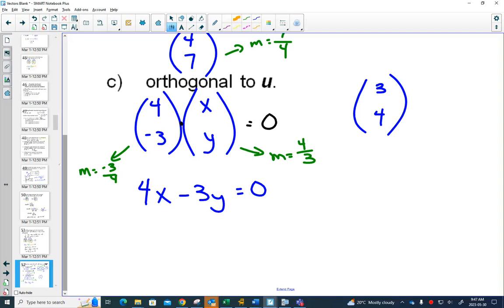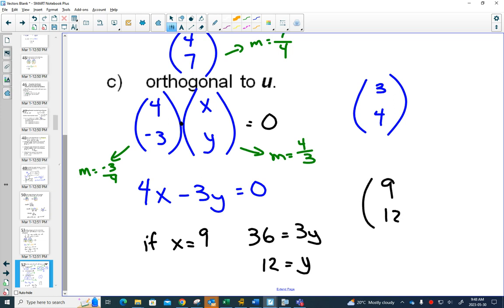Right? Another possibility is to use this equation, pick a random number for x. 9. If x is 9, you would have 36 is equal to 3y. y would have to equal 12. So another possible answer to this question would be 9, 12.